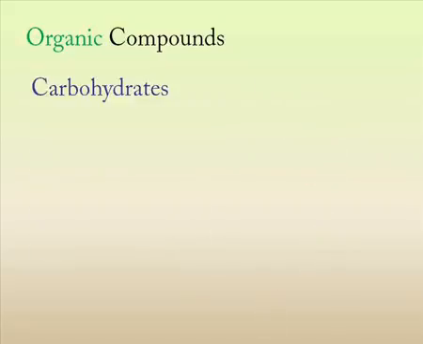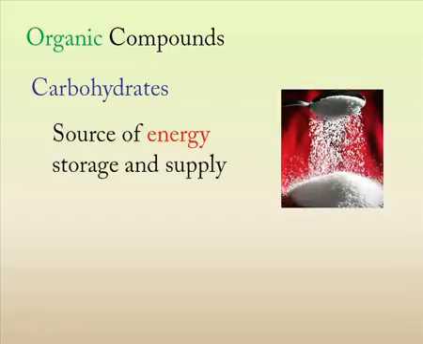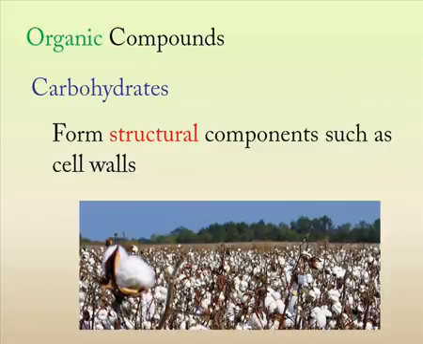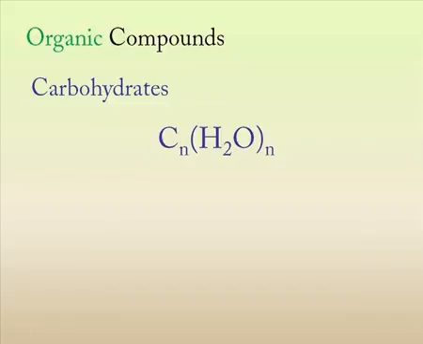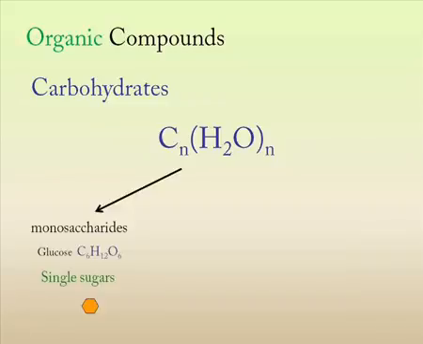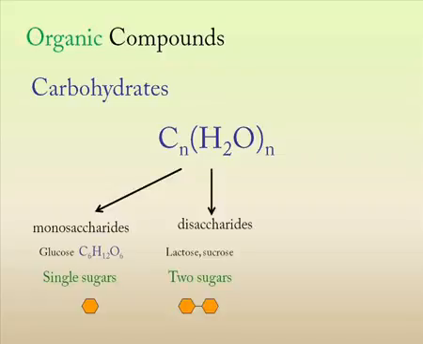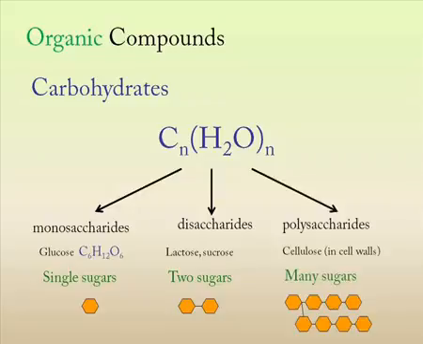So let's have a look at some of these organic molecules. The first one we're going to have a look at are carbohydrates. Carbohydrates are the most abundant organic compounds in nature. Amongst their many roles, they're a good source of energy, as well as they form a lot of structural components such as cell walls. They contain carbon, hydrogen and oxygen in the general formula shown here. Monosaccharides are single sugars, such as glucose. Things like disaccharides are where you have two sugar units joined together, such as lactose and sucrose. Or what you might have are polysaccharides, such as cellulose, where you join lots and lots of sugars together.